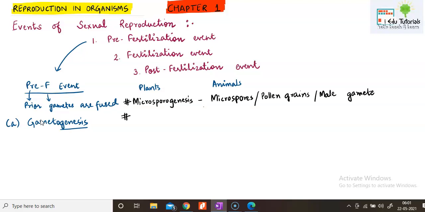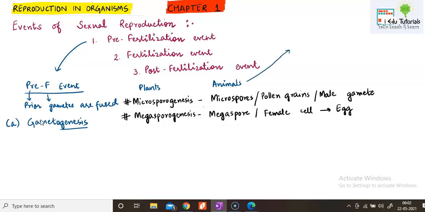The other type of gametogenesis that happens in the plant is megasporogenesis, and this will lead to the formation of the megaspore. We will discuss in detail about it. This is a female cell and this cell develops further to develop the female gamete. I mean, the essentiality is first my megaspore should form and then the female gamete or an egg will form in it.